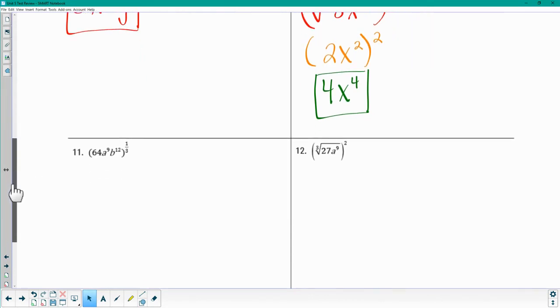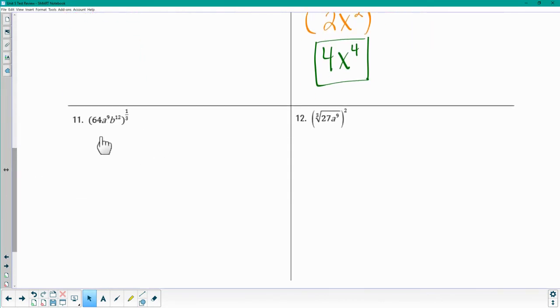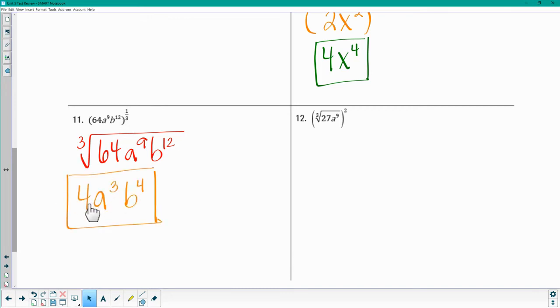Now for 11, similar method. I am going to think of this as a cube root of 64a to the power of 9b to the power of 12. If you just want to distribute this 1/3 and deal with it as fractions, totally okay. Cube root of 64 is going to be 4. 3 goes into 9 3 times, and 3 goes into 12 4 times. So I end up with 4a cubed b to the power of 4.